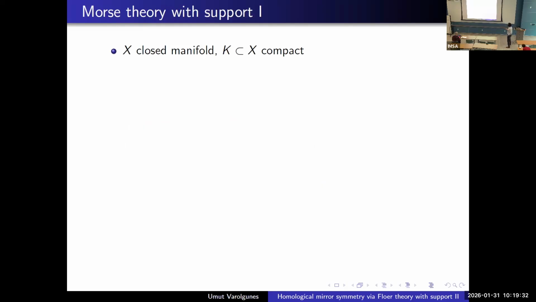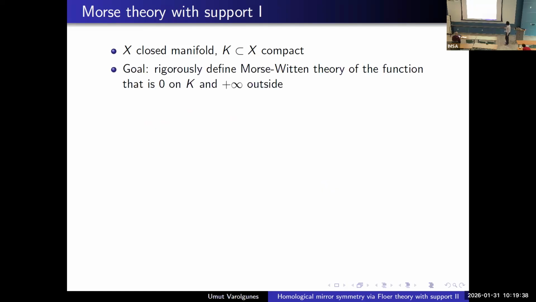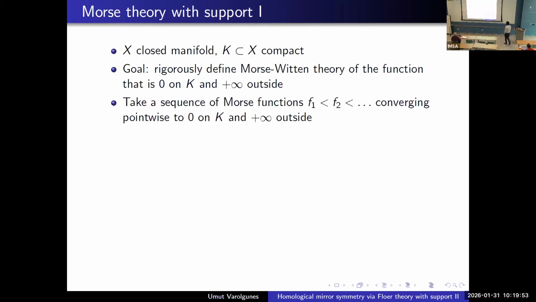Okay, so let's start with this simple case. Let's say X is a closed manifold, K is a compact subset. And my goal here is to define Morse theory, this Morse-Witten complex of a function that's 0 inside the compact subset and infinity outside. So it's this upper semi-continuous function.